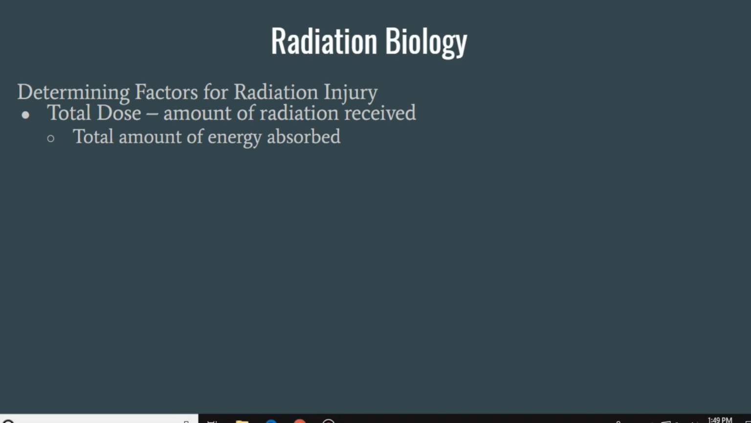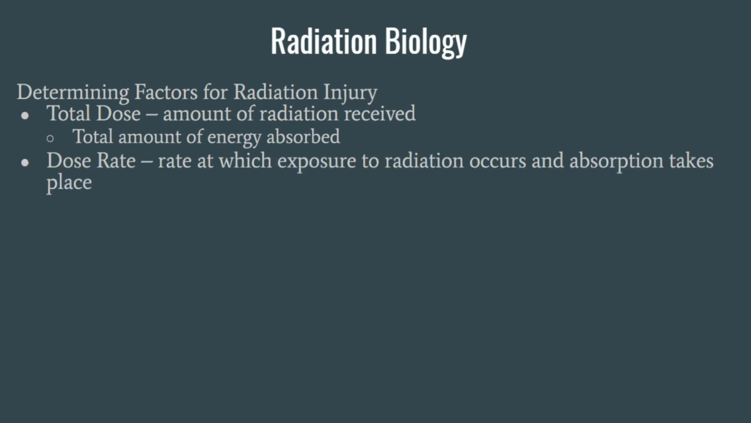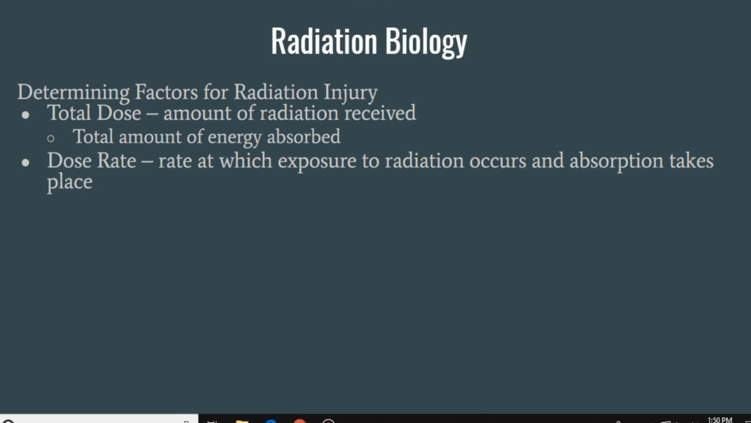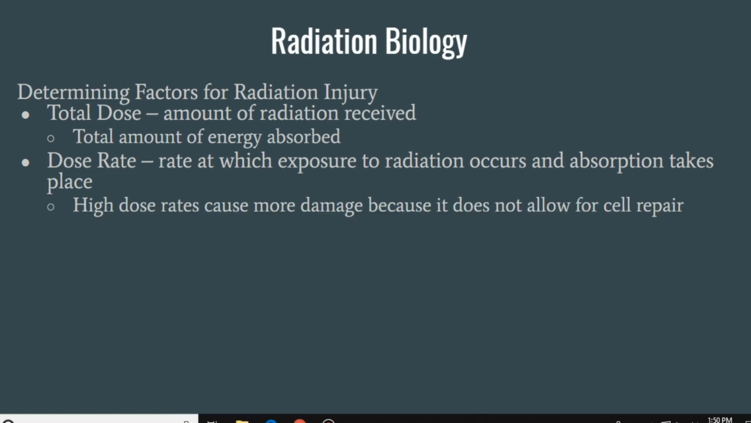The next determining factor is the dose rate. This is the rate at which exposure to radiation occurs and absorption takes place. So as I previously stated, is it someone who's coming in every single week? Are they coming every month, every 6 months, once a year? What rate of radiation is being given? Remember, previous slides said that low levels will repair at the cellular level. High dose rates will cause more damage because it doesn't allow for that cell to repair.